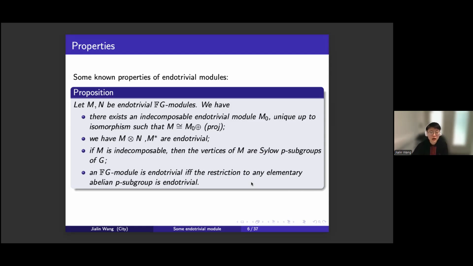Okay. So one thing I want to point out is that endotrivial modules are closed under taking tensor product, but they are not closed under taking direct sum. So for example, if you take 2 times F, it will not be endotrivial, or you can just argue directly by the dimensions, because just now we said that the dimension should be plus or minus 1 modulo the p-part of the order of G. Okay.